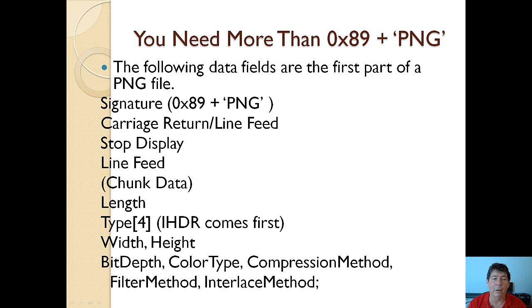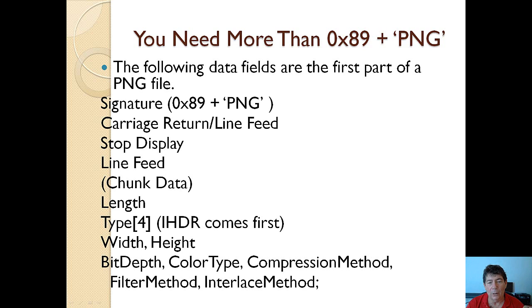But required is the first chunk, the IHDR chunk. IHDR actually determines the width and height of the file and a lot of the things about the entire image. So it's always required that the first chunk is the IHDR chunk.